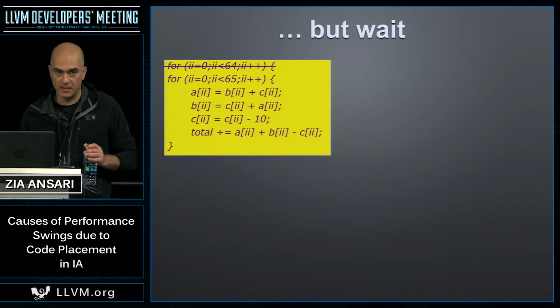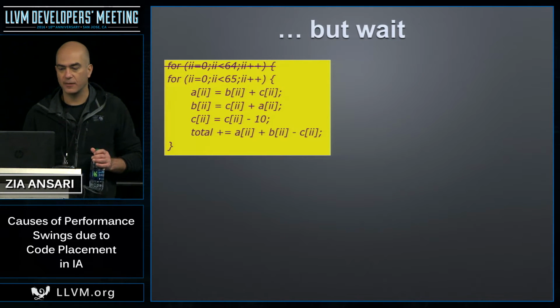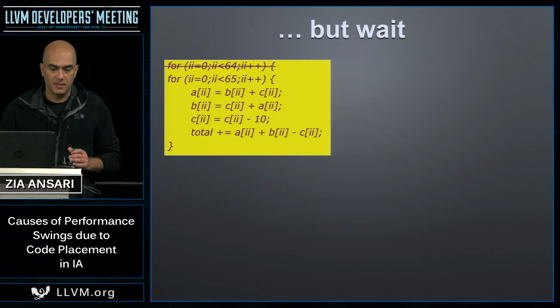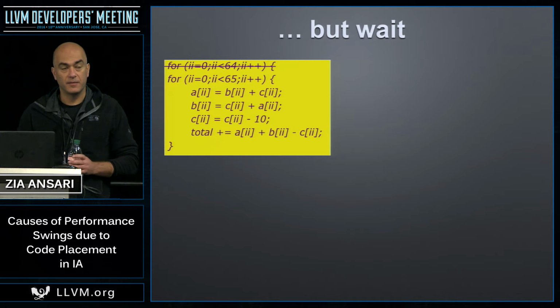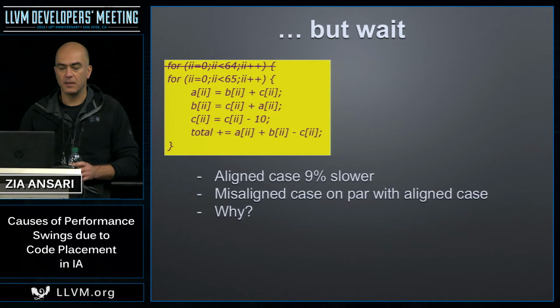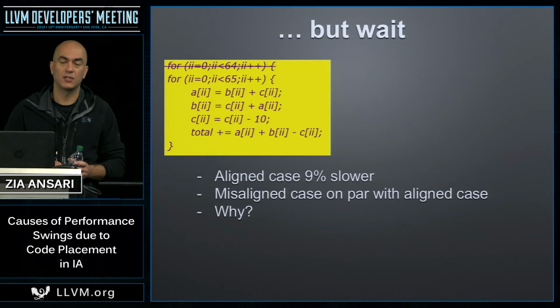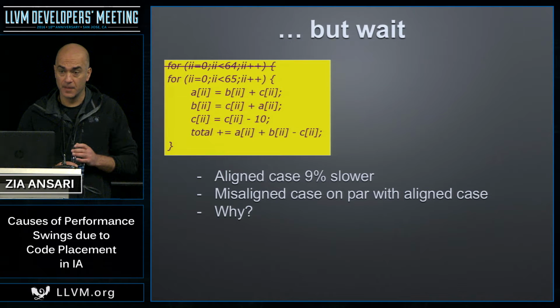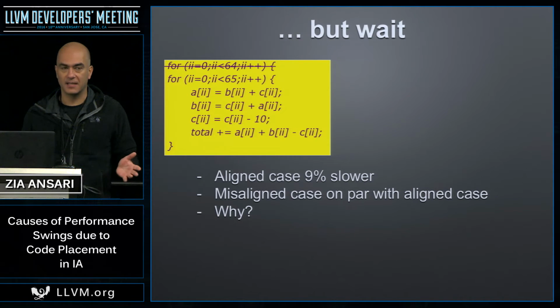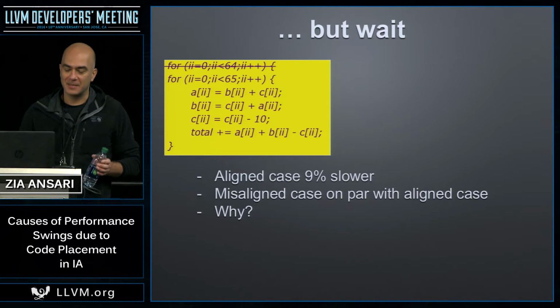But wait, speaking of performance anomalies, for amusement, I changed the iteration count from 0 to 64 to 0 to 65. So just one more iteration. What happened was that the aligned case slowed down by about 9%. And all of a sudden, the misaligned case and the aligned case ran exactly the same. What? So pretty confusing, right? But I can explain this.